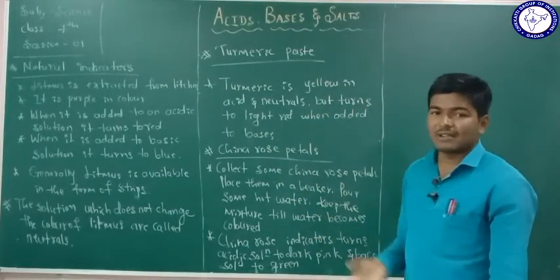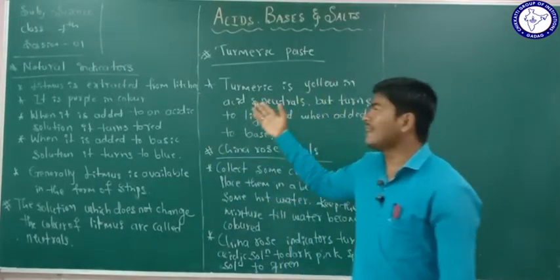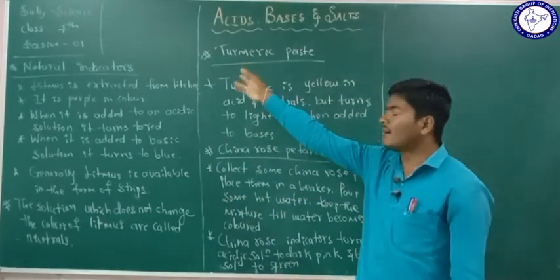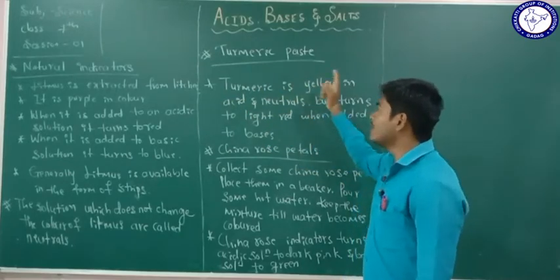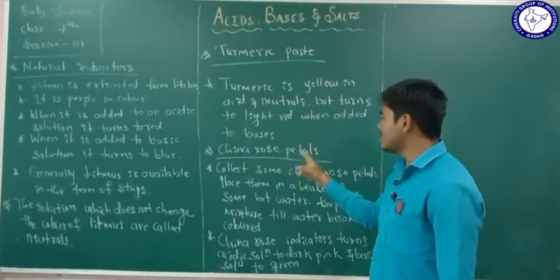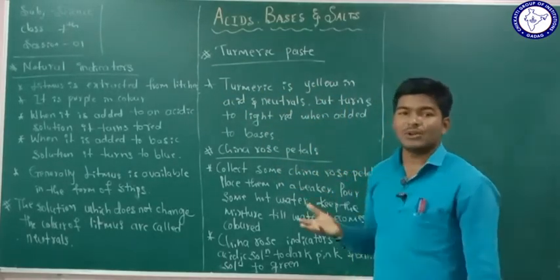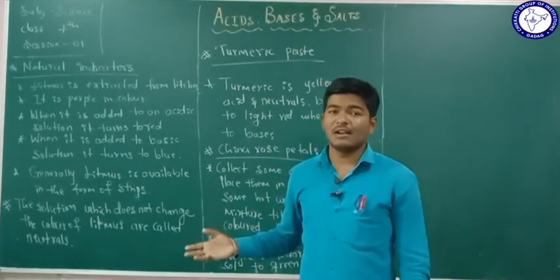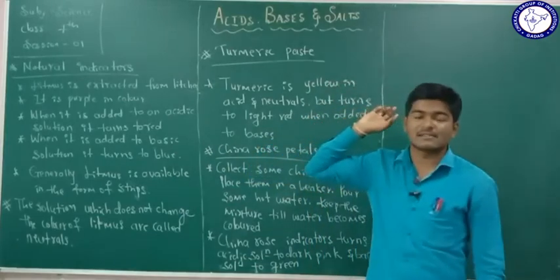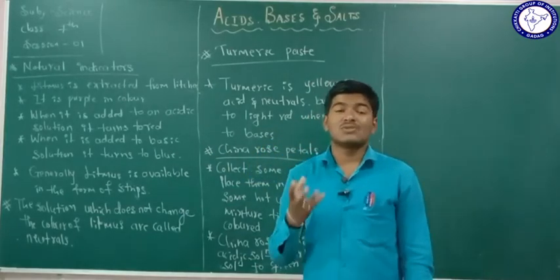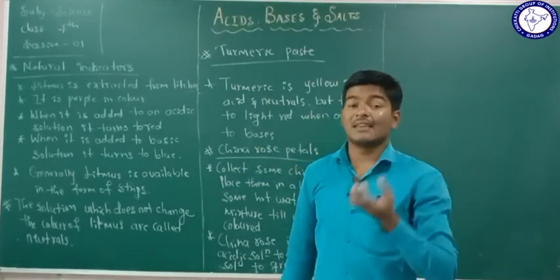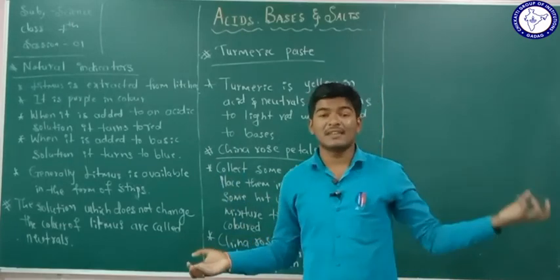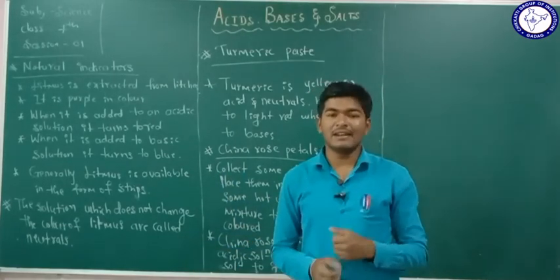So in this session we studied three natural indicators, which are the litmus paper, the turmeric paper, and China rose petals. We are going to use other indicators also, but they are not natural indicators, they are chemical indicators. What are the chemical indicators which we are going to use to check whether a given substance is acidic or basic in nature? That shall be studied in the next session.